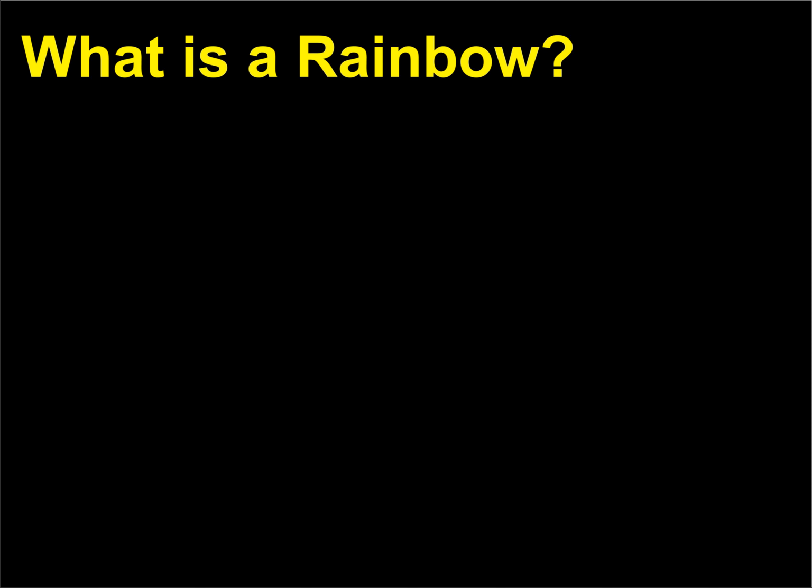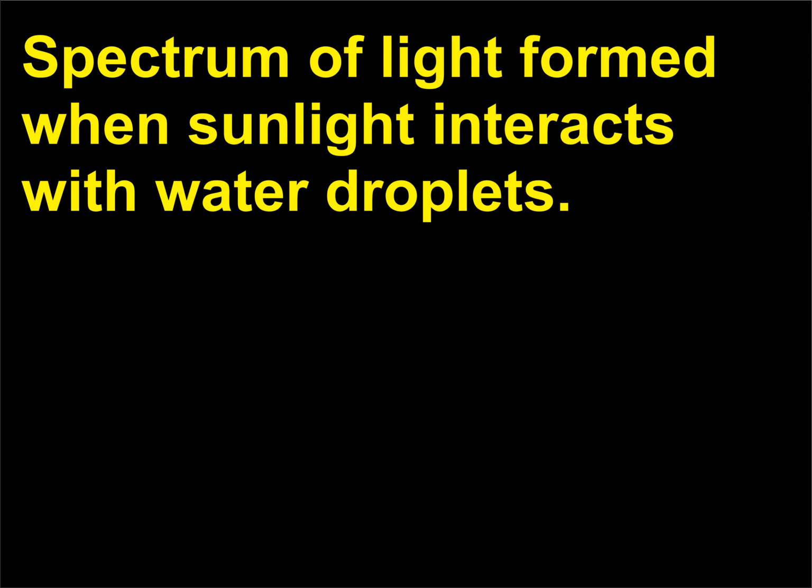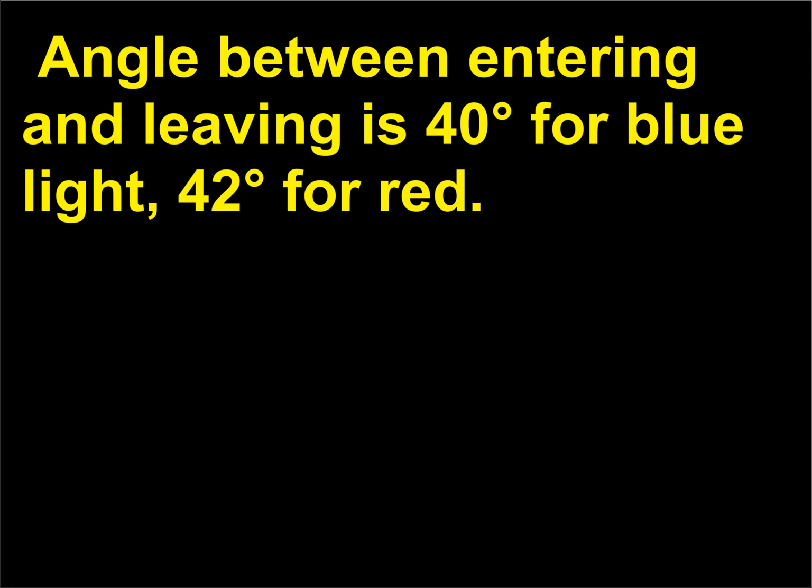What is a rainbow? Spectrum of light formed when sunlight interacts with water droplets. Angle between entering and leaving is 40 degrees for blue light, 42 degrees for red.